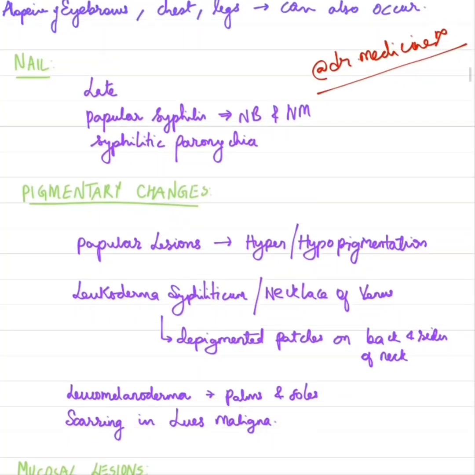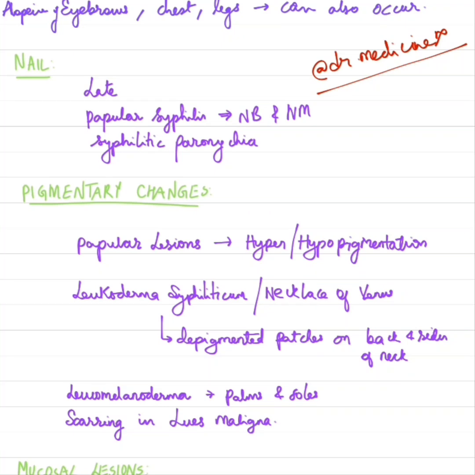Coming to nail changes, nail changes are seen in late secondary syphilis, and the nail bed or nail matrix can be involved in papular syphilis. The nails lose their luster and become brittle. Nail fold involvement, if present, can lead to syphilitic paronychia, leading to secondary onychia. There can be pitting, splitting, onycholysis, shedding and distortion of the nail.